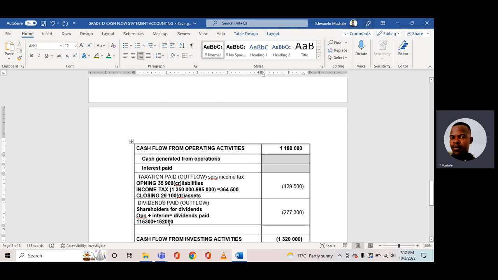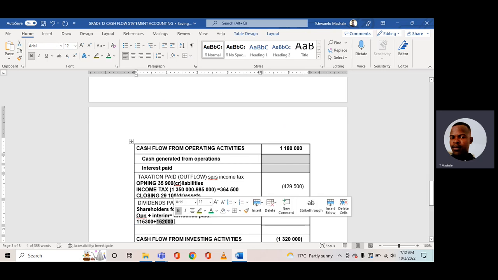Someone might calculate it the other way of saying the opening plus this amount and then minus the closing. It is still the correct way of calculating that. But then this is the easy way, because you will say, I have an interim, which I know has been declared and paid. And then because I have an interim, it means that my opening has been paid. Therefore, these are the only figures which they wanted you to prepare with regards to your cash generated from operations.